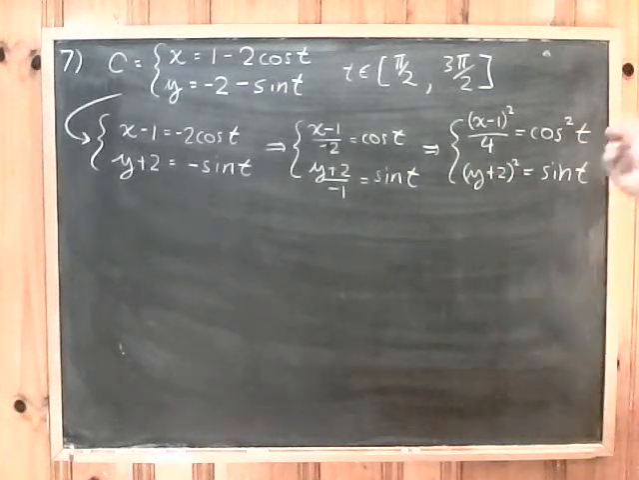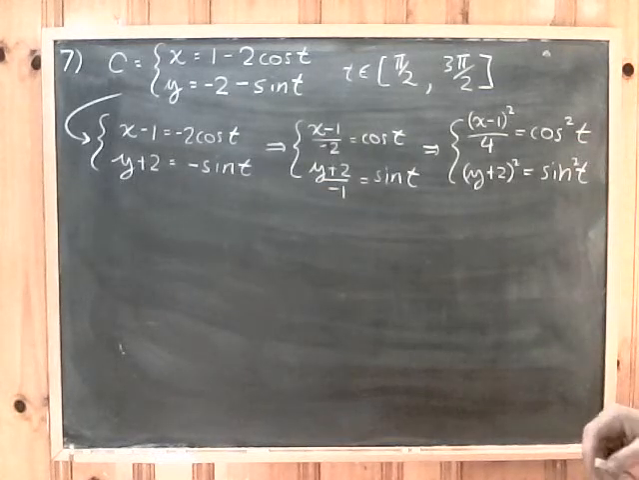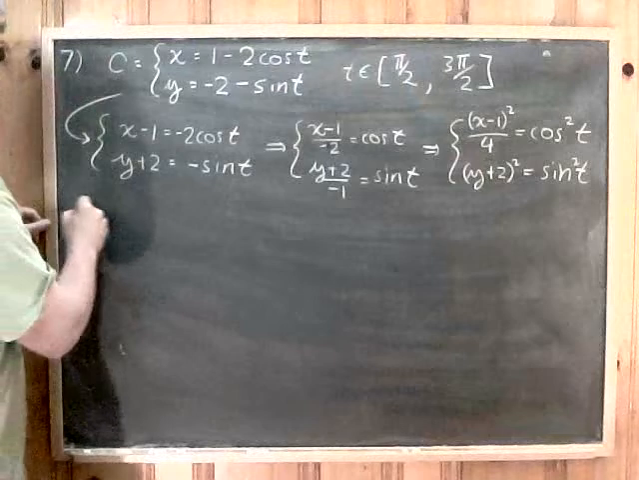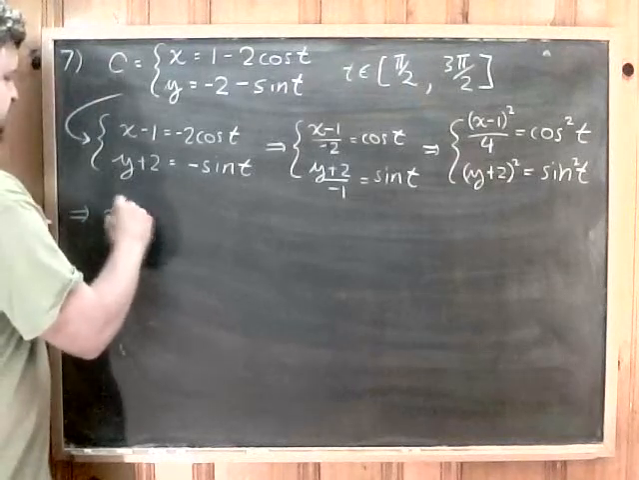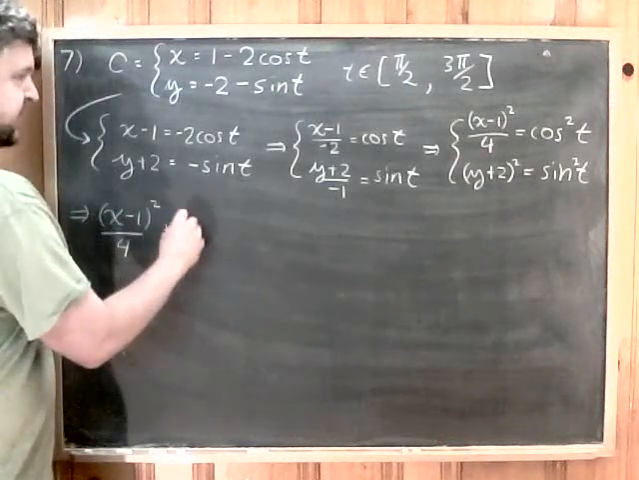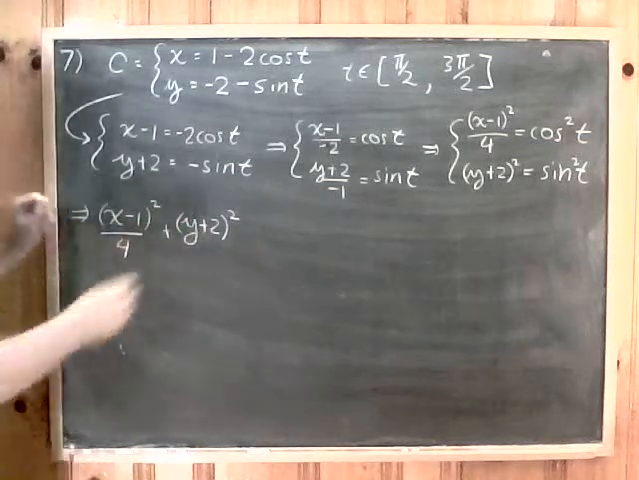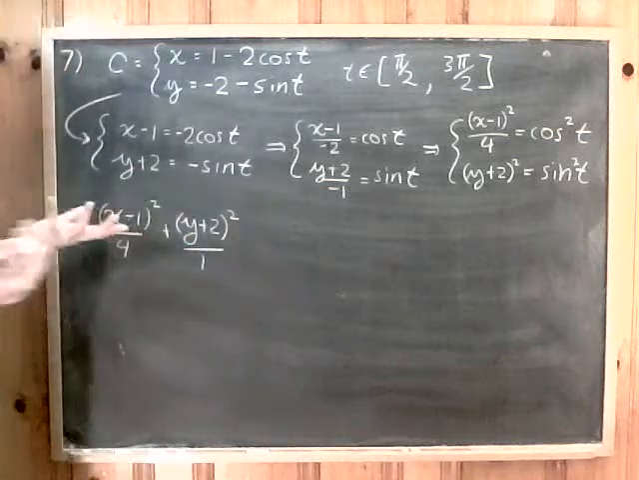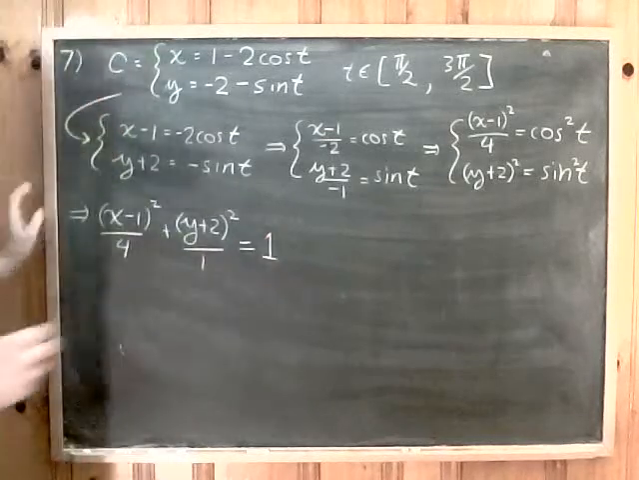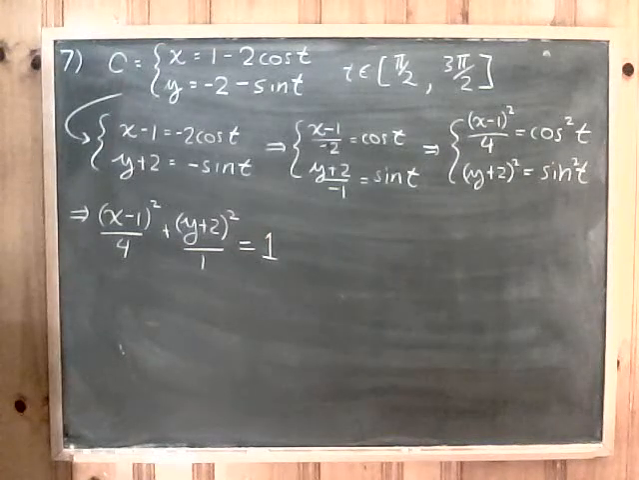And then adding the two equations together, that's a sine squared, will give me the following equation for the shape of the curve. I get x minus 1 squared over 4 plus y plus 2 squared, which if you want to, you can say over 1. It still means the same thing. Together that equals 1, because cosine squared plus sine squared equals 1. So that's the equation of the curve.